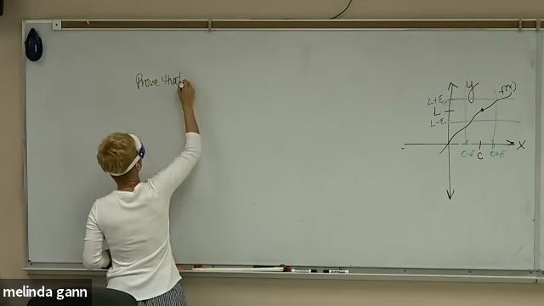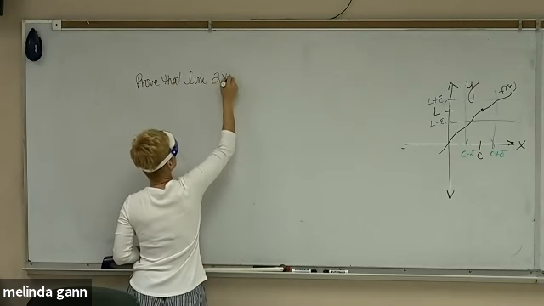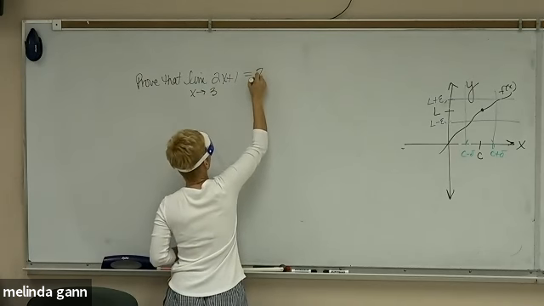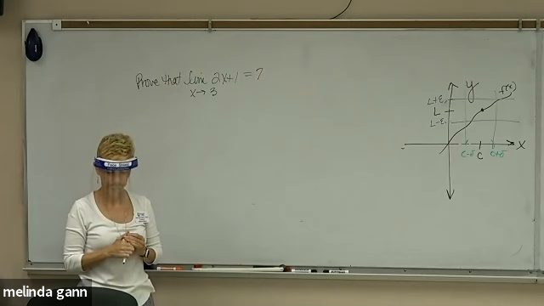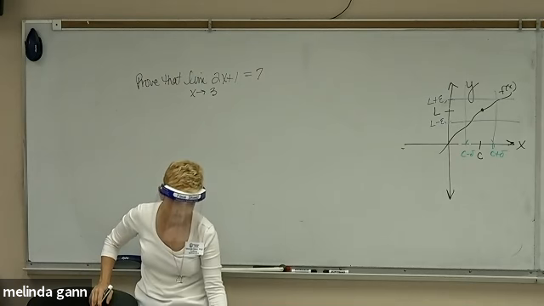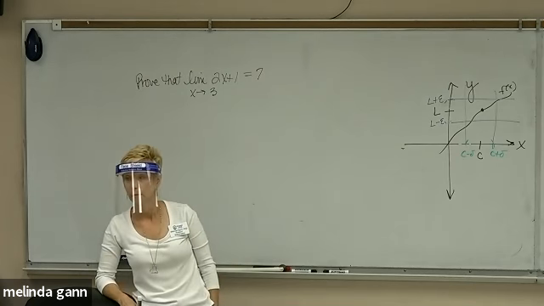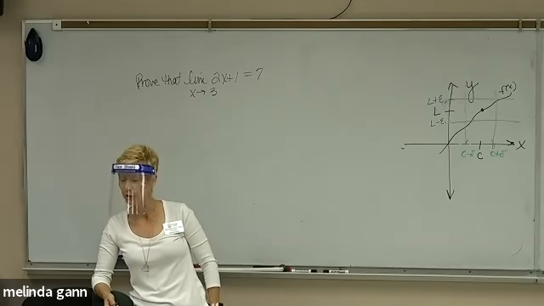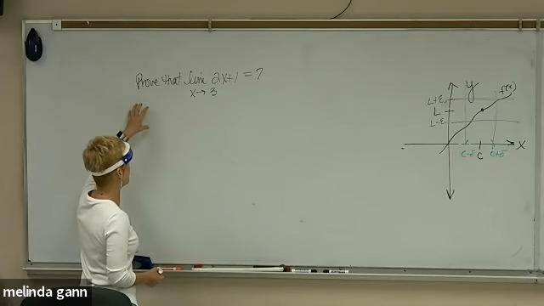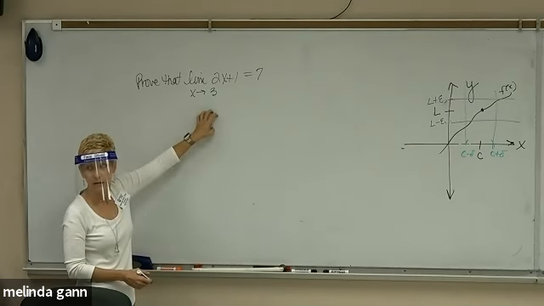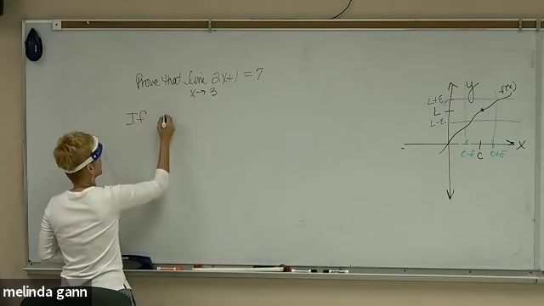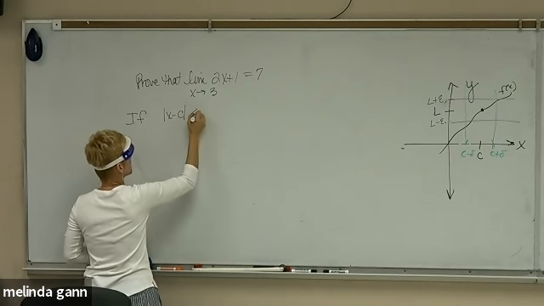Prove that the limit of 2x plus 1 as x approaches 3 is 7. Now, prove is a bold statement. Now, look what has to be true for me to do this. That theorem said I had to find, for every epsilon, there had to be a delta, right? Such that if the absolute value of x minus c was less than delta.